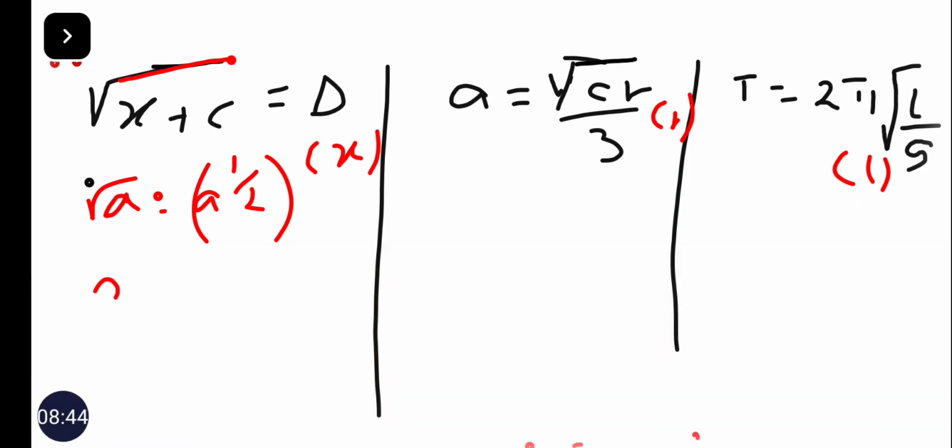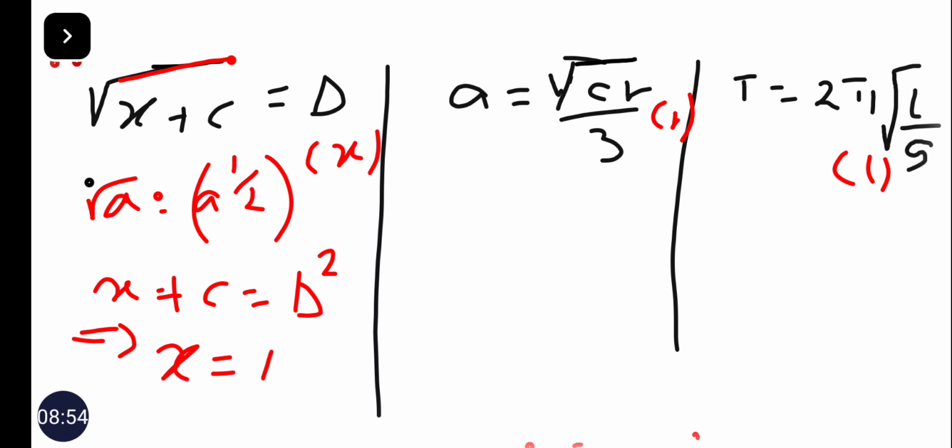We're going to have x plus c is equal to d squared. Take note that when it concerns transposition, what you do on the left, you must do on the right. So it gives us x equal to d squared minus c. And we are done.